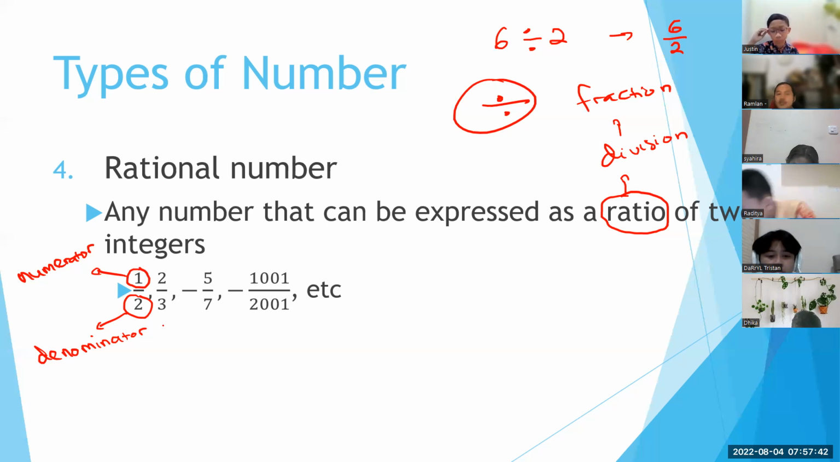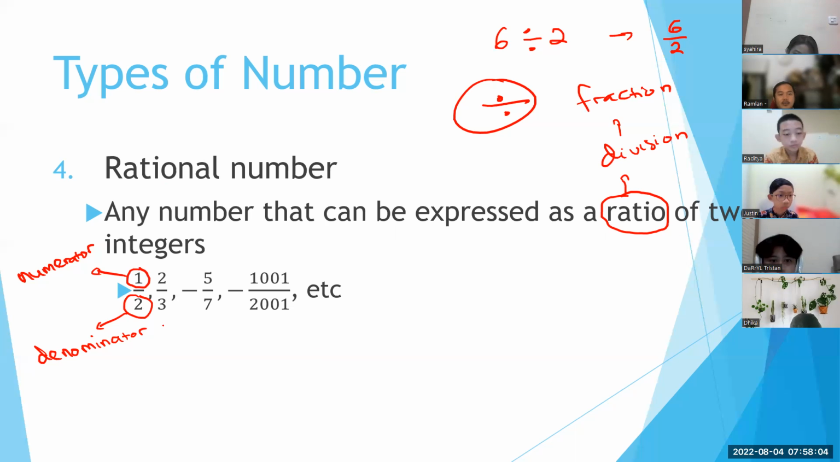Okay, let's go back to rational numbers. A rational number is any number that can be expressed as a ratio of two integers. On the top and on the bottom, both of them are integers, so we can say this is a rational number. 2/3, 2 and 3 are both integers. It can also be negative. For example, -5/7, we can also write it like this, -5/7.